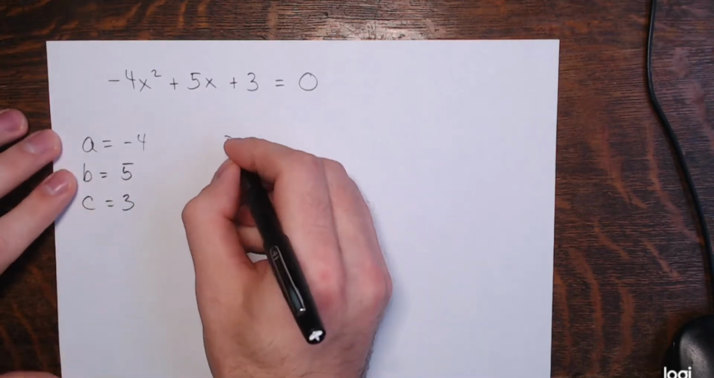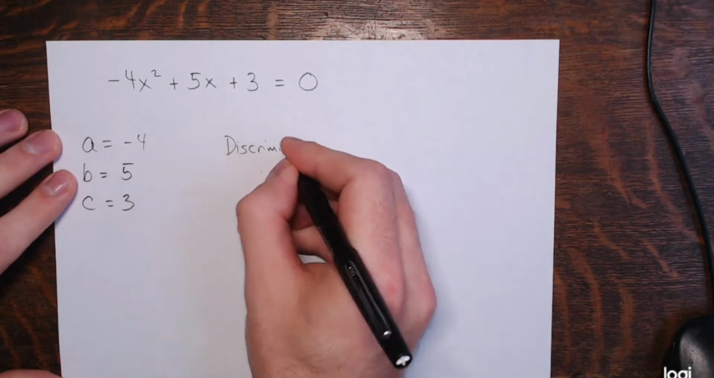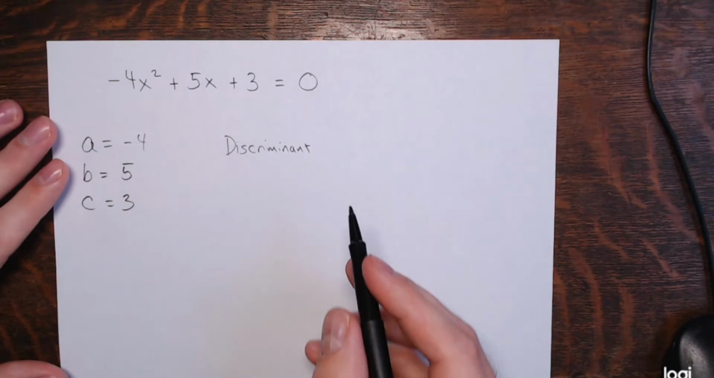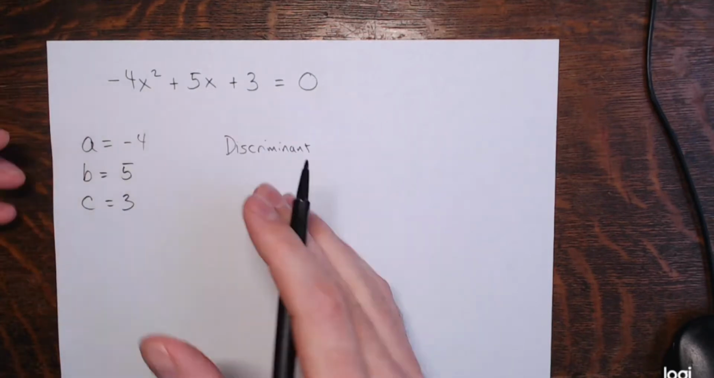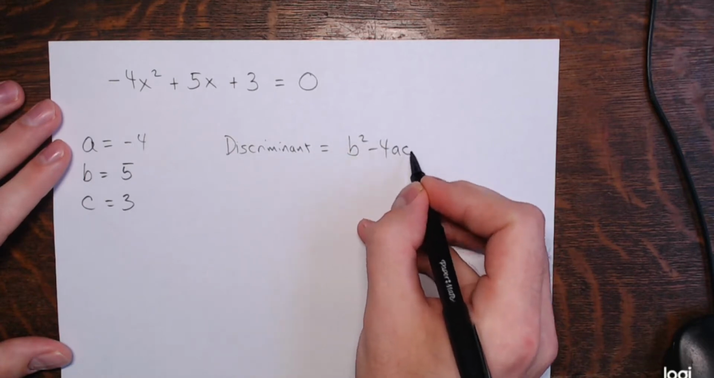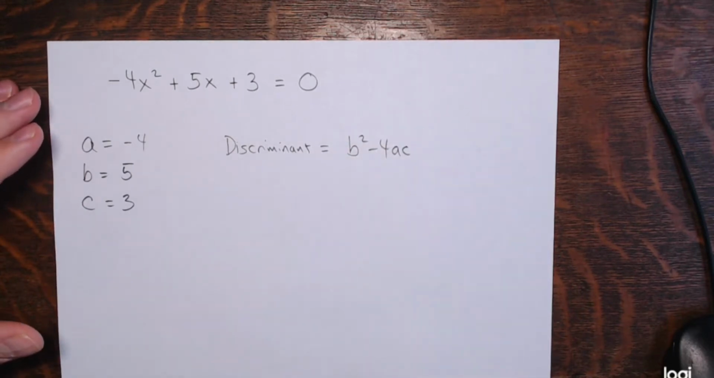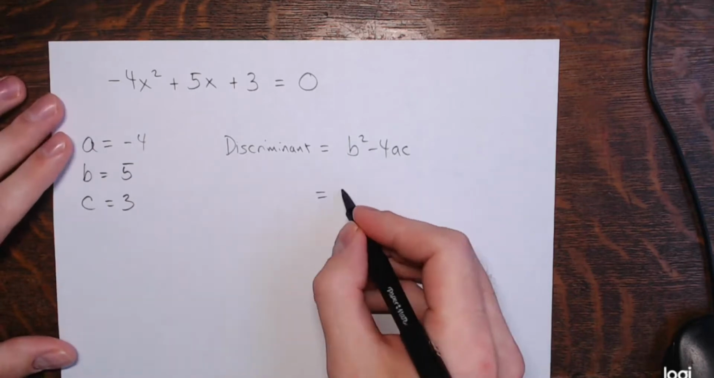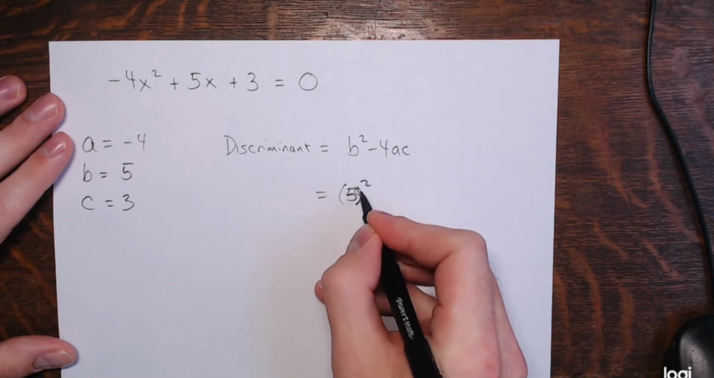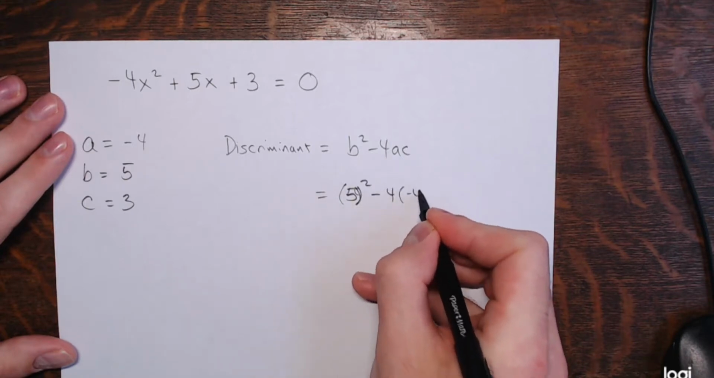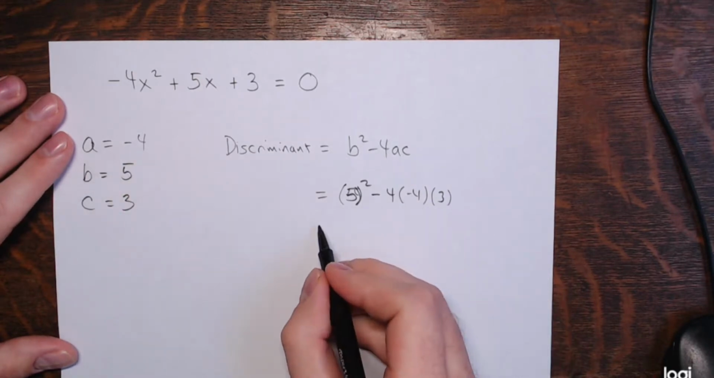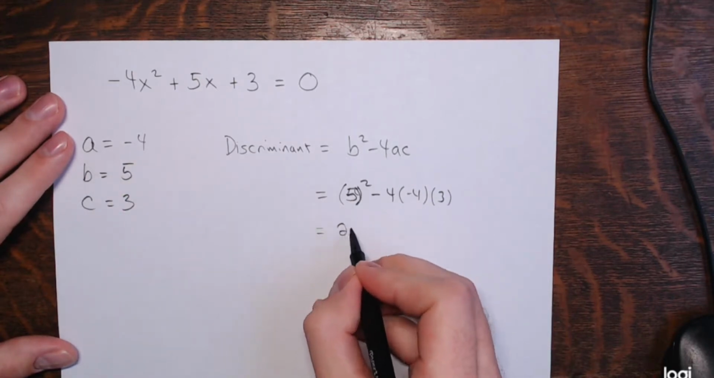The discriminant of this equation, and again, if it's not in that form, it doesn't have a discriminant. You have to put it in that form to get the discriminant. Is b squared minus 4ac, right? This is the part that's under the square root in the quadratic formula. So that'd be 5 squared minus 4 times -4 times 3, right? I'm just replacing a, b, and c with -4, 5, and 3. 5 squared is 25, and this would be plus 48.